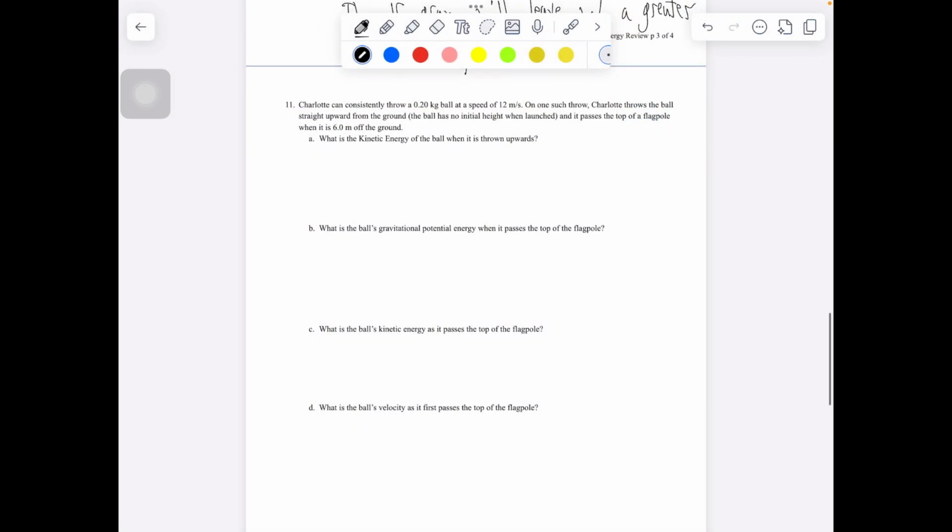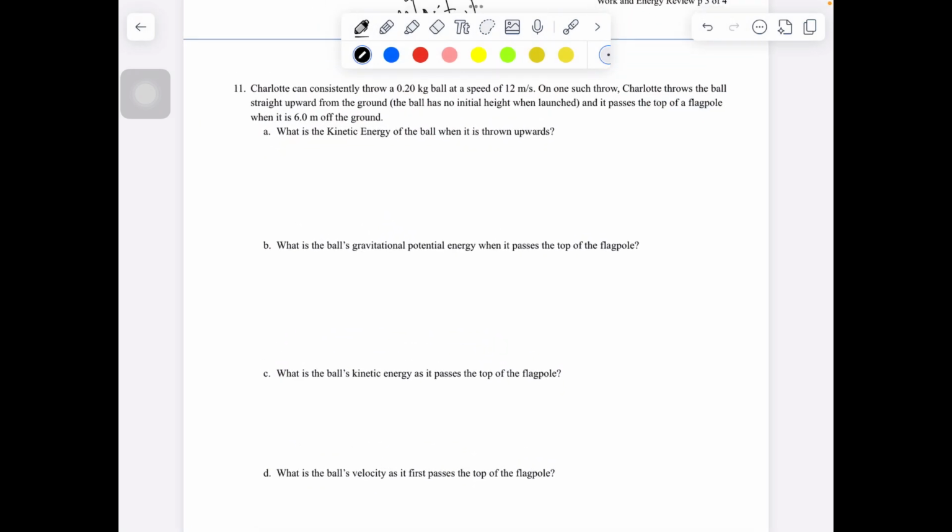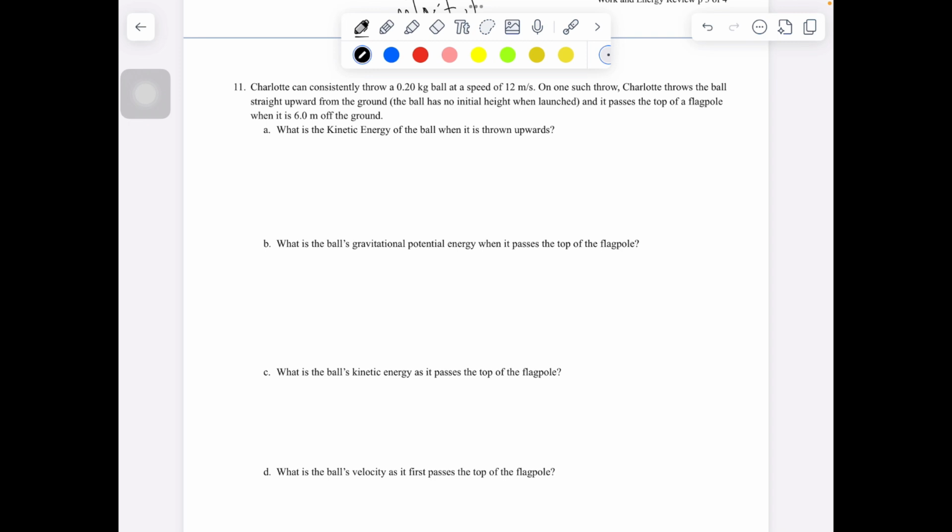Alright, let's look at our final page of the review. Number 11, Charlotte can consistently throw a 0.2 kilogram ball at a speed of 12 meters per second. On one such throw, Charlotte throws the ball straight upward from the ground. The ball has no initial height when launched, and it passes the top of a flagpole when it is 6 meters off the ground. What is the kinetic energy of the ball when it is thrown upwards?